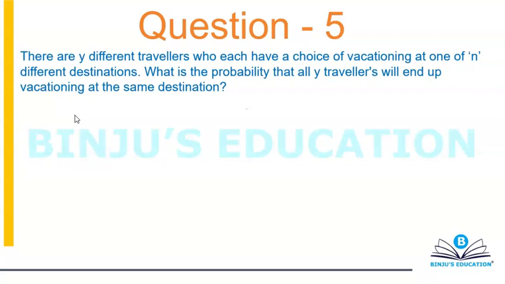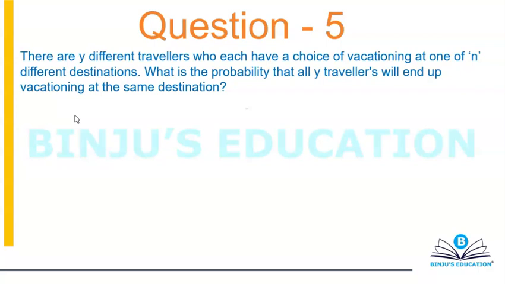So there are Y different travelers who each have a choice of vacationing at one of the n different destinations. What is the probability that all Y travelers will end up vacationing at the same destination?